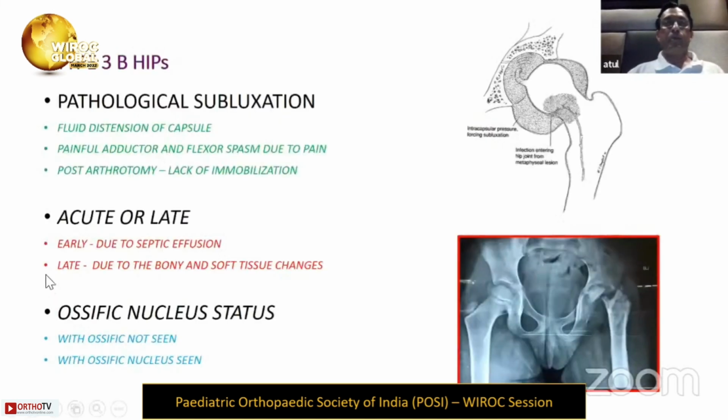Now, the type 3B hip, where you get a pathological subluxation, basically because of the capsular distension and the spasm of the muscles, which will force the child to go into adduction and flexion. I've seen them mostly post surgery where there's been some lack of immobilization of the hip, and due to spasm, the hip subluxates. So you can get them either acute because of the pathology itself, or late because of some bony or soft tissue changes. Once you get the subluxation, you must look at the osteoid nucleus, whether it is present or absent, and one may have to do further imaging to see its status.